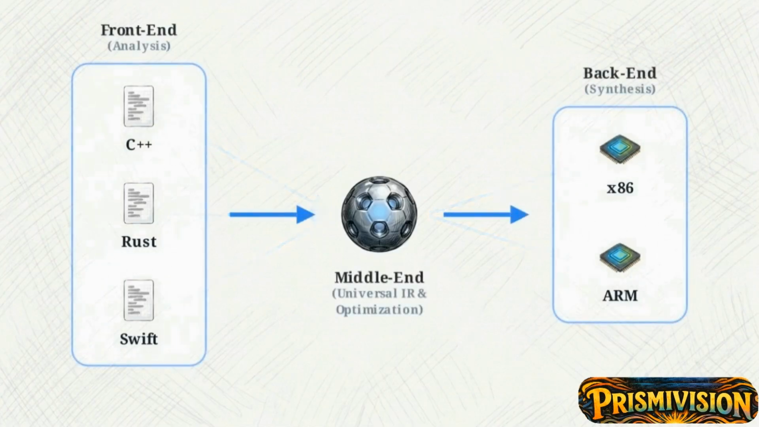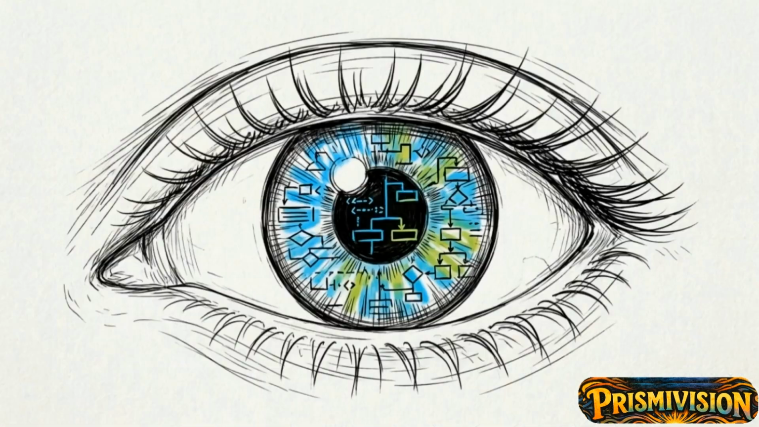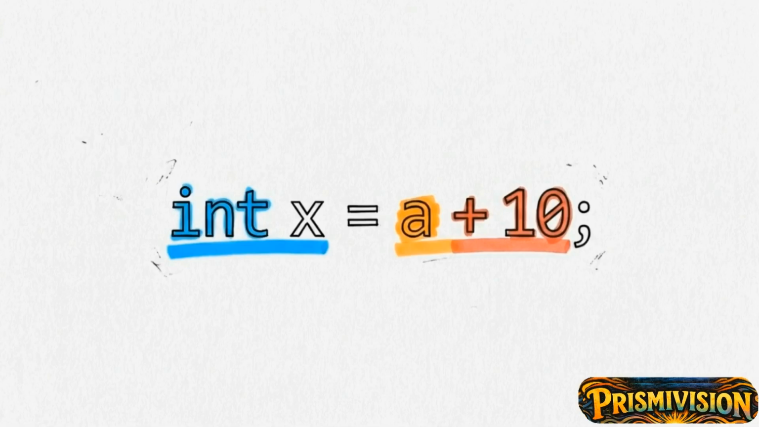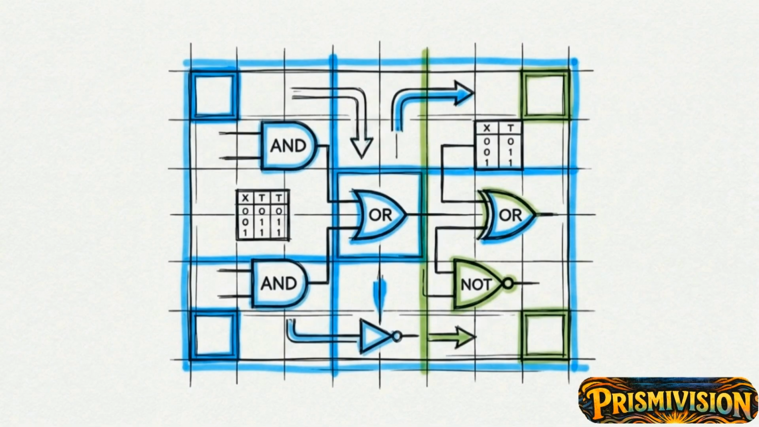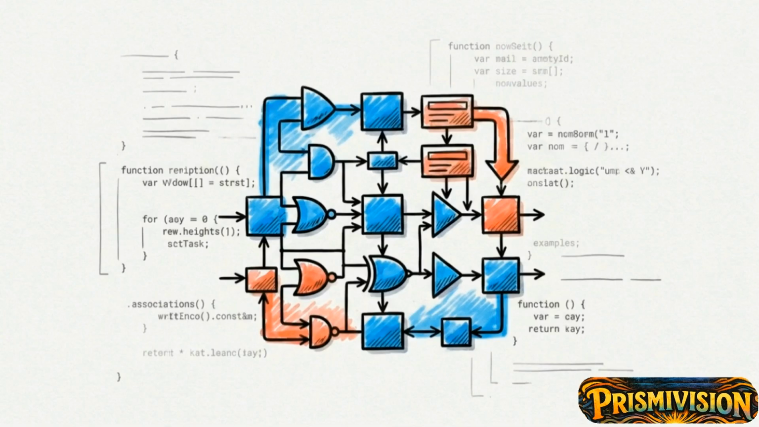The modern solution is the phase-decoupled compiler. The pipeline is split into 3 distinct tiers: a front end, a back end, and a universal middle end connecting them. To see how this pipeline actually works, we can trace a single piece of logic from human intent down to silicon. Take a basic C++ statement, int x equals a plus 10. Transforming this simple equation into physical execution requires a process of sequential reduction. The compiler must strip away all human context, layer by layer, until only absolute mathematical certainty remains.